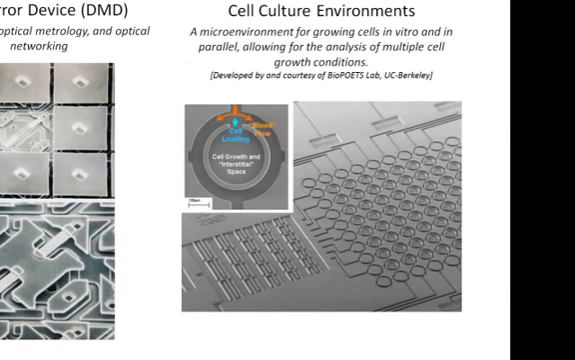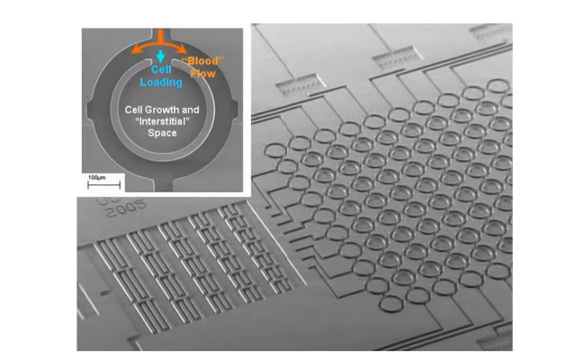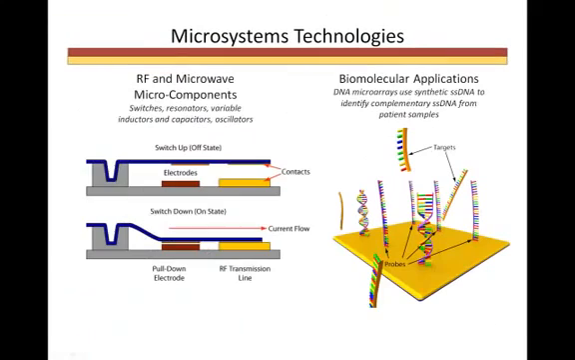This figure is of a micro-sized cell culture array developed by bioengineers at the University of California, Berkeley. The array uses microfluidics to create an optimal microenvironment for cell cultivation. Different types of cells can be grown in vitro, meaning external from its source, and in parallel, allowing for the analysis of multiple cell growth conditions. The inset shows the environment of each array component.